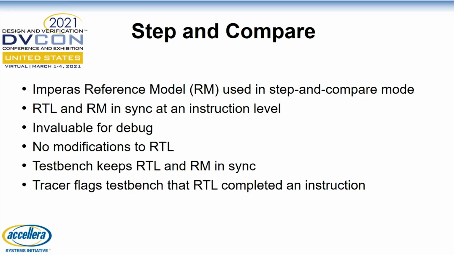The RTL and the reference model are in sync at instruction level. Okay, so a key here, the reference model is not cycle accurate, and it shouldn't be. It's transaction accurate, or you can also think of instruction accurate. This is invaluable for debug because both the reference model and the RTL are going to be executing the same instruction in the same compare cycle. So if there's divergences, it's relatively easy to debug why.